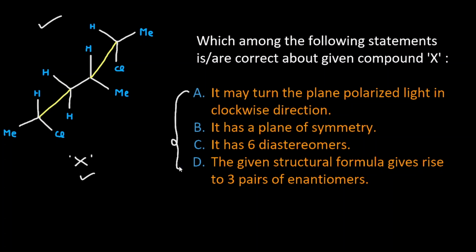Now, first of all, let us try to understand this sawhorse projection formula. What does it speak about? And also in the course of time, we will calculate the number of chiral carbons. We will see whether as a whole the compound is chiral or not. And also we are going to convert this sawhorse projection formula into Fisher's projection. And therefore, we will carry on with our options.